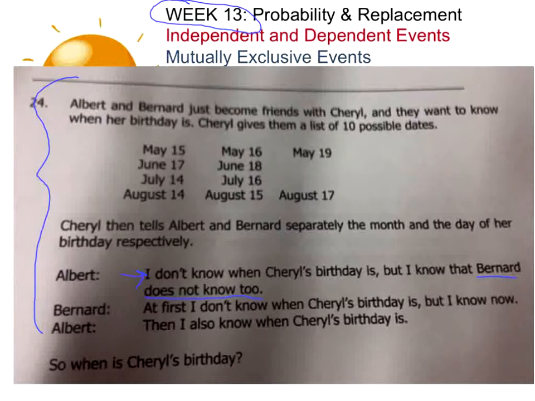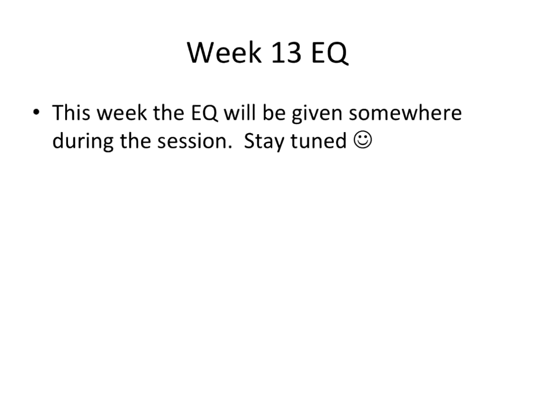So if you want to look this up later when you get home, this is the Singapore math problem, and it's all over the internet right now, and there'll be video explanations or typed explanations if you want to find out when Cheryl's birthday is. I did that this morning. I figured this out this morning.